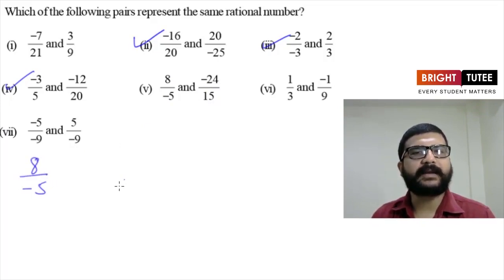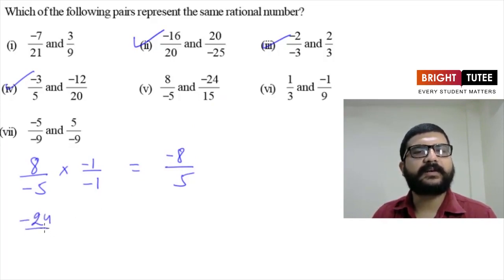The number is 8 upon minus 5. Here the denominator is a negative number, we have to make it positive. So it will be multiplied by minus 1 upon minus 1. This gives us minus 8 upon 5. Now the second number is minus 24 upon 15.